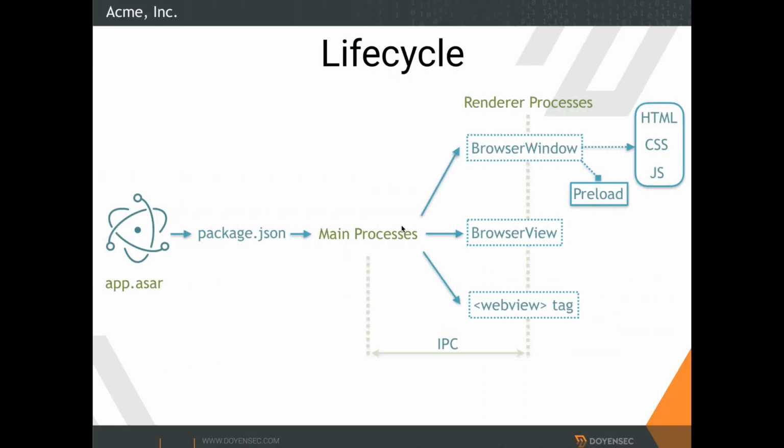So when an Electron application starts, the framework will look for a package.json, which is basically a manifest describing the application itself. One of the main components would be the main process, and the main process is what the framework executes as the first piece of code of your application. From there, you will normally spawn and create new renderers, whether you use a browser window, a browser view, or a webview tag.